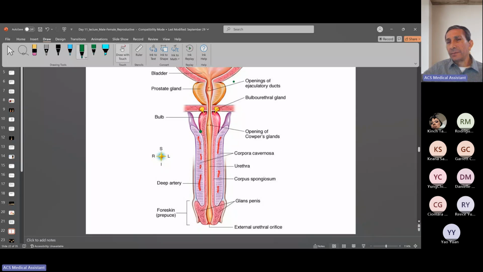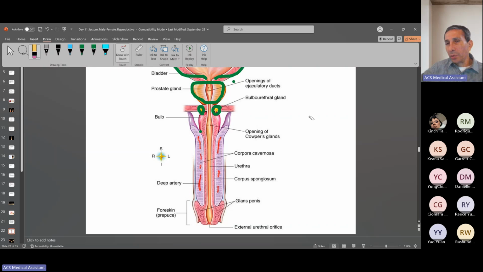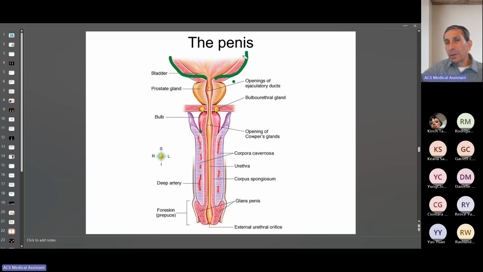If you see right here, this is the urinary bladder. Right underneath, we're going to have the prostate gland. See? Then we're going to have the Cowper's gland, or the bulbourethral gland. We're not going to worry much about what they do, mostly where they are located, especially for the prostate gland. Remember, prostate gland location.